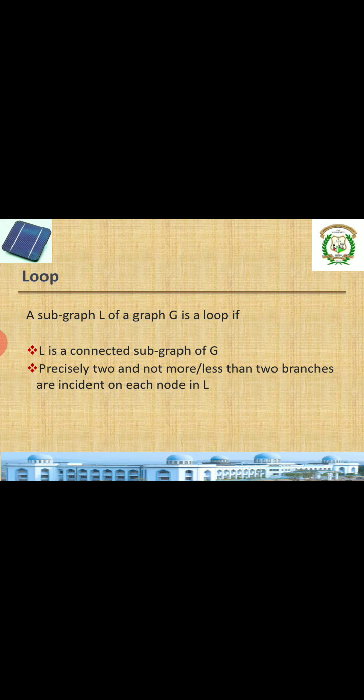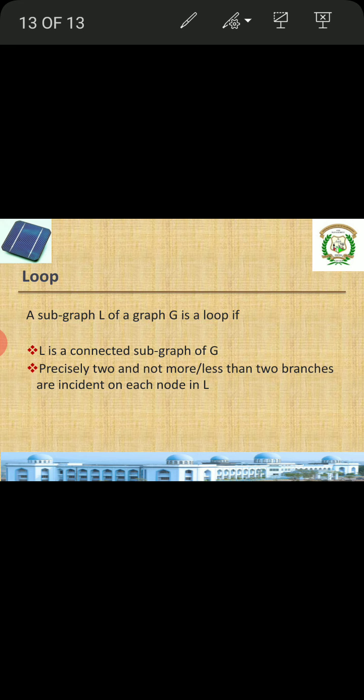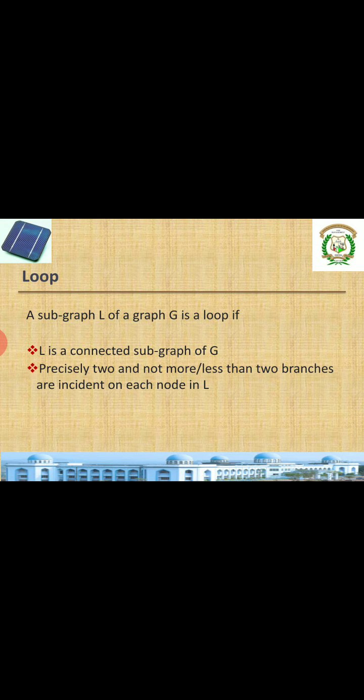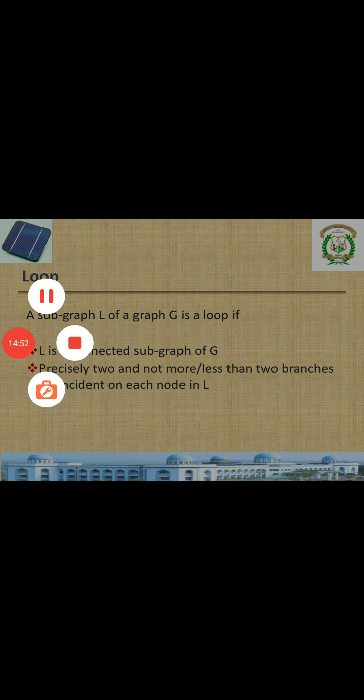So this is the introduction about graph theory, as well as the topology of electrical networks. In the coming classes we will see in detail how we can use computer techniques in this power system analysis. Thank you.